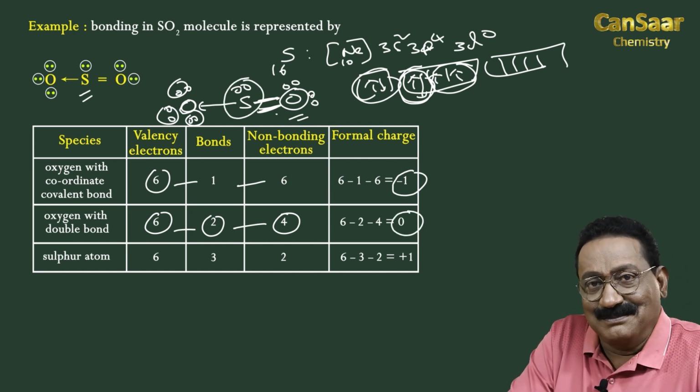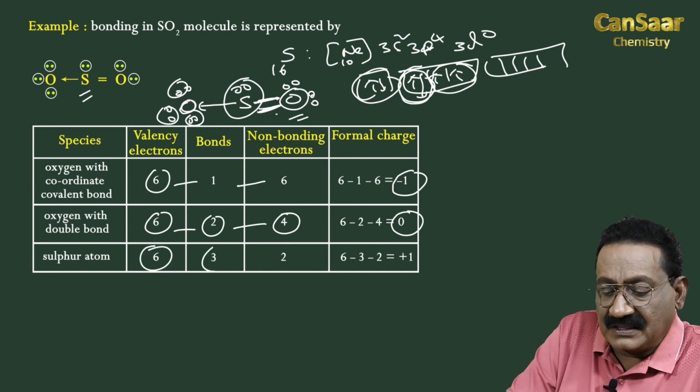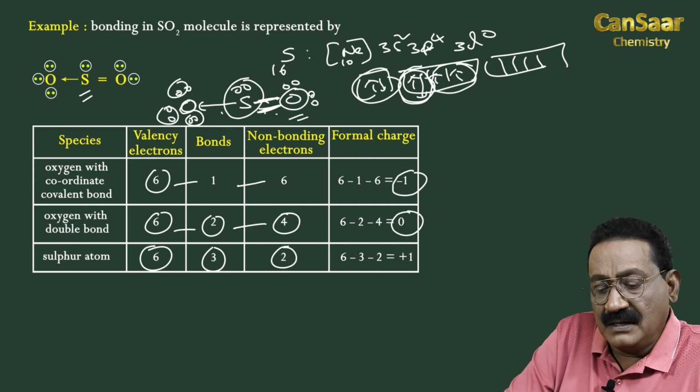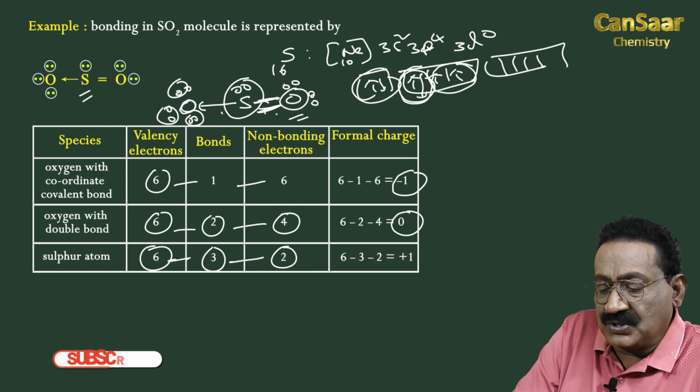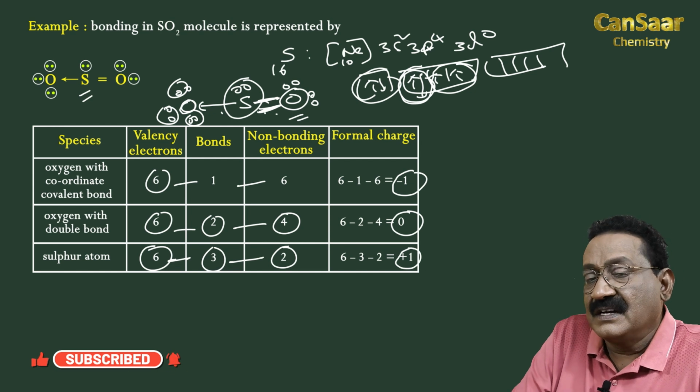The middle atom, sulfur, has 6 valence electrons forming 3 bonds, 1, 2, 3 bonds, having 2 non-bonding electrons. Hence 6 minus 3 minus 2 equals plus 1, the formal charge of sulfur.